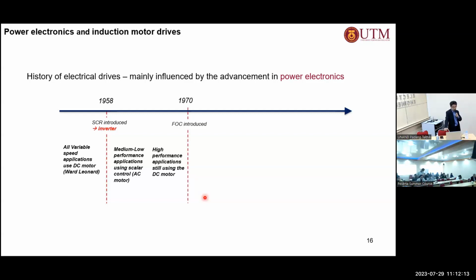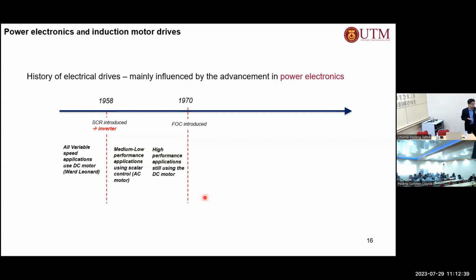But then in the 1970s or late 1960s, I think, a German professor invented what is called field-oriented control, which is basically a breakthrough in induction machine or AC machine control. It transformed the control of AC machines, induction machines, into something similar to what we have for DC machines. Those of you who are familiar with DC machines know that.